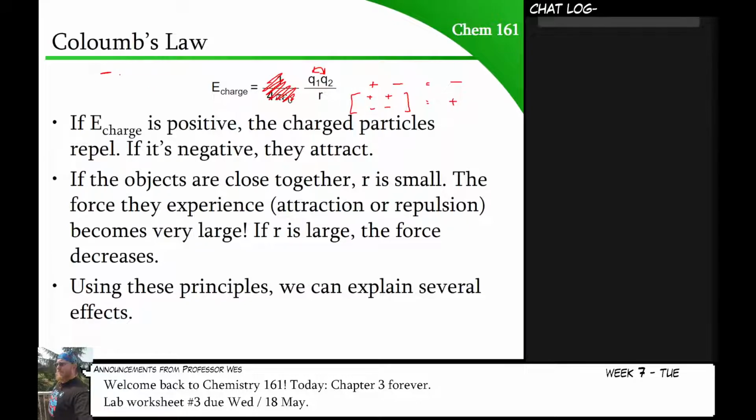So, if I get a negative result for E, then I have an attraction. And if I have a positive result for E, I have a repulsion. So what we're going to do is play with these variables and see what the impact is on E. Do I make E bigger or smaller? And if I know what the impact is on E, then I can explain things like where my electron is. So let's do that.